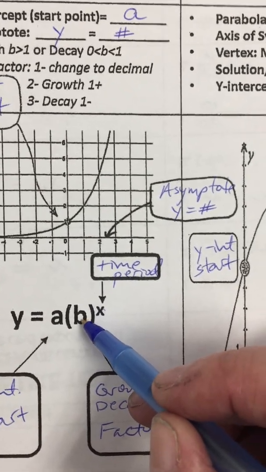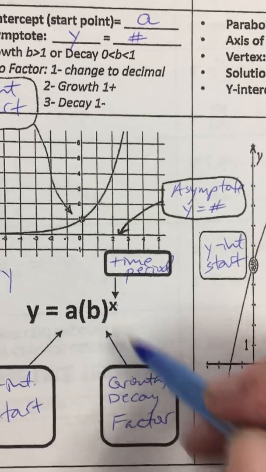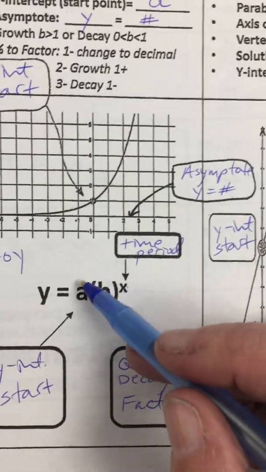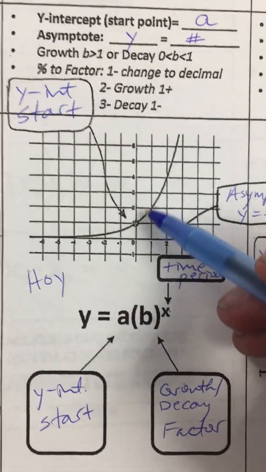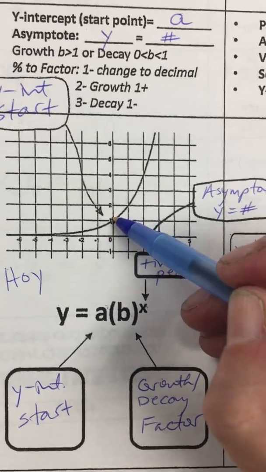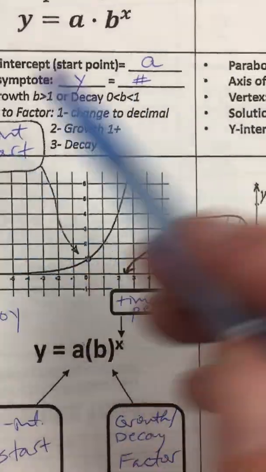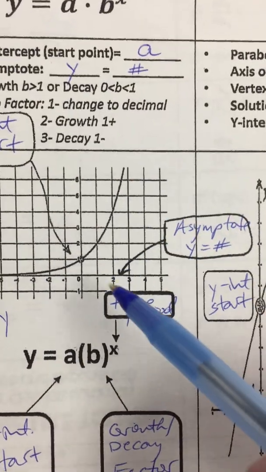If this number is bigger than 1, it's growing. If this number is smaller than 1, like 0.9, 0.2, it's decaying. This is your starting amount, or your y-intercept. So whatever this number is right there is that number right here. It's your starting amount. What was your population at time 0 before it started increasing? So there's that stuff. So we just want to remember if it's increasing and where the starting amount is.